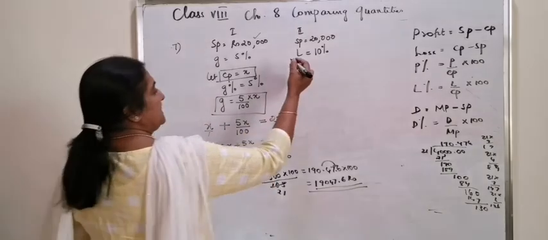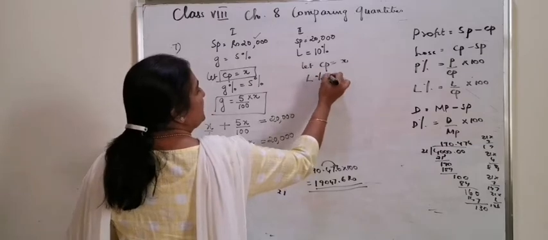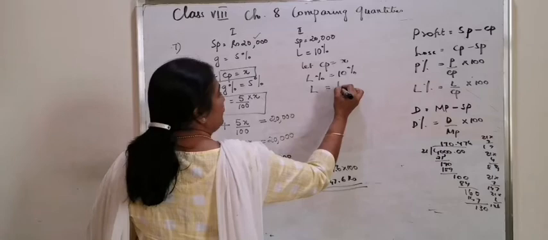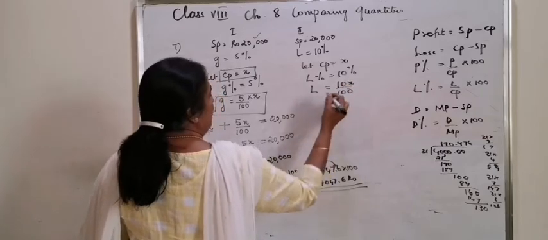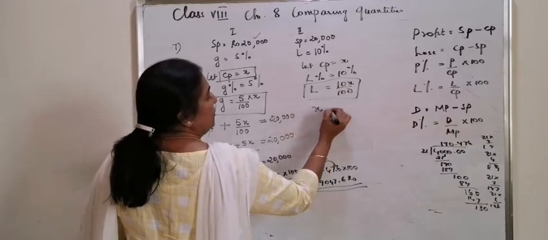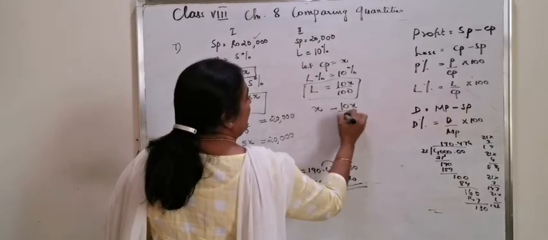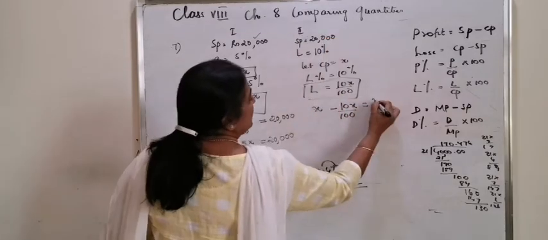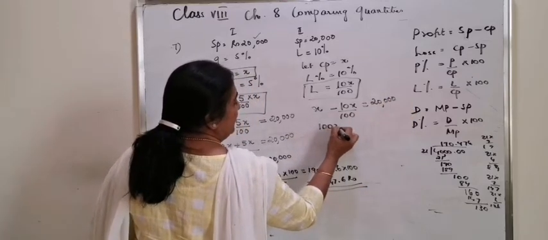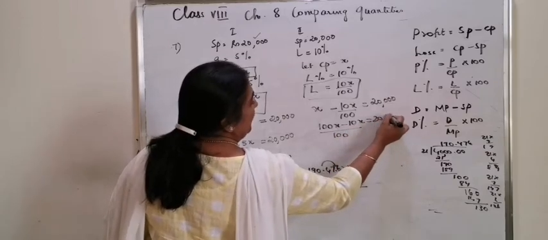What is the cost price of the second one? Let the cost price be X. The loss percent is given as 10%, or the loss amount is 10x by 100. What is the selling price? It is the cost price minus the loss, since you made a loss there: X minus 10x by 100 is giving you 20,000. By taking the LCM, 100x minus 10x by 100 is giving you 20,000.